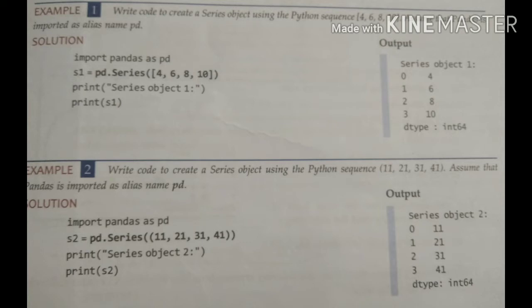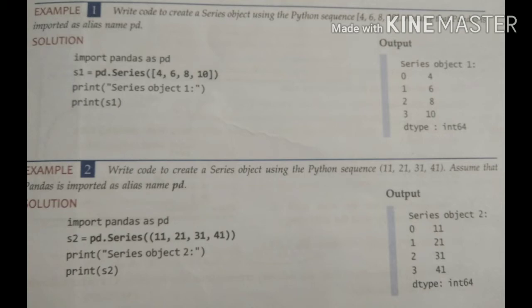In the first question they are asking us to create a series which has a sequence 4, 6, 8 and 10. Now see how they have done. First of all you have to import pandas as pd, then use a variable, any name you can give. Here they have given s1 equals pd.Series. Series is the constructor which is used to create a series. Now in the bracket you can give a sequence of numbers, whatever you want, 4, 6, 8 and 10, and then print. See the output.